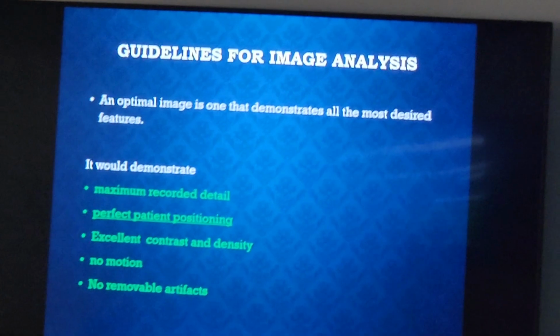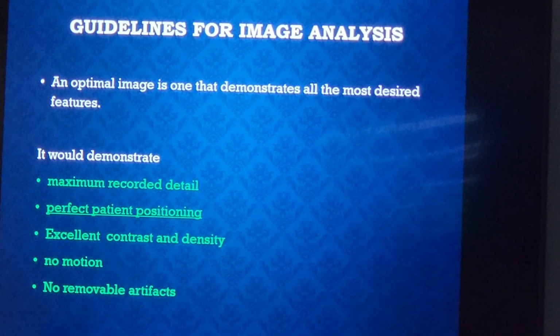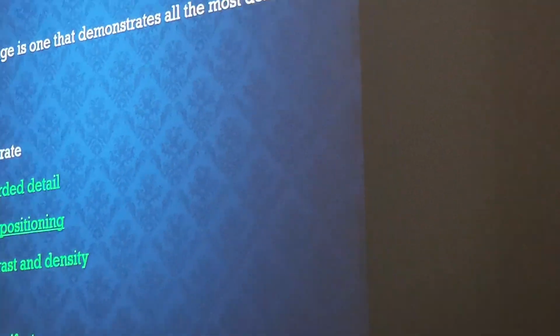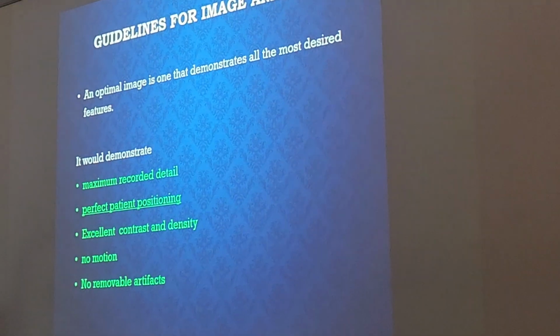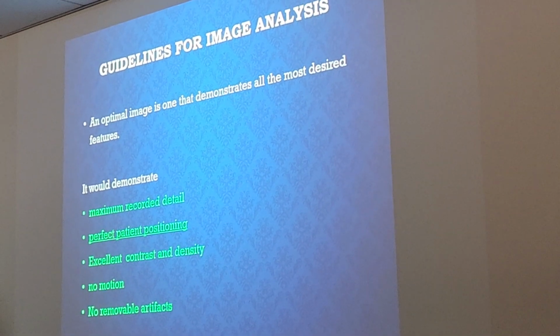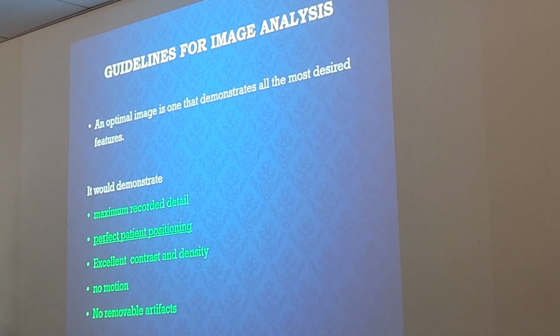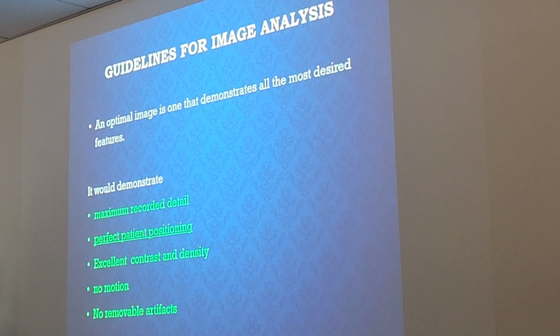What else? When we talk about perfect patient position, centering should be correct, as accurate as possible. Collimation, not more than 1 inch on all sides. Contrast and density, what do we mean by that? Perfect kVp mark, that is pretty sure. S values within the range, right?